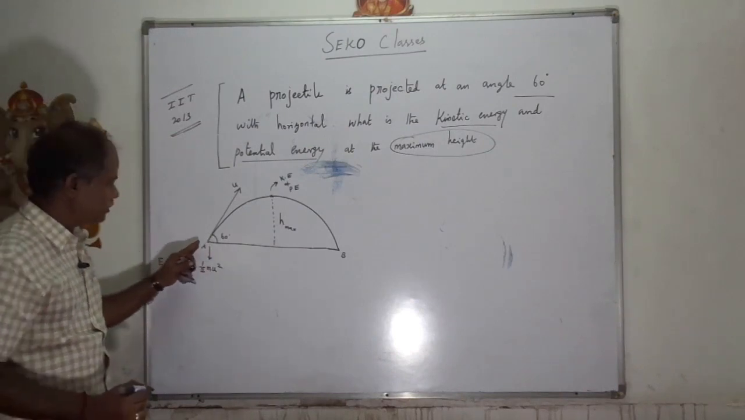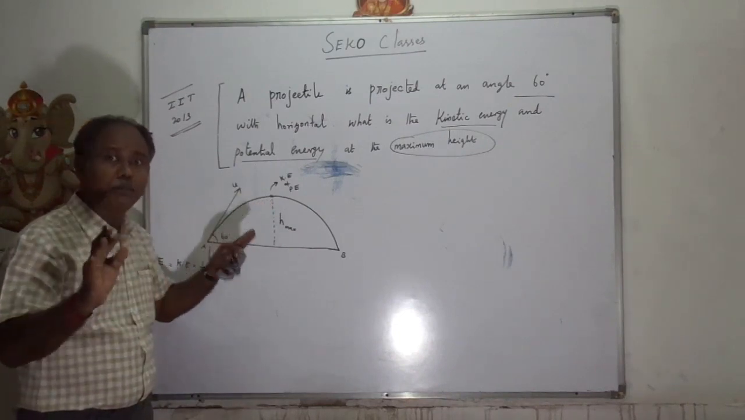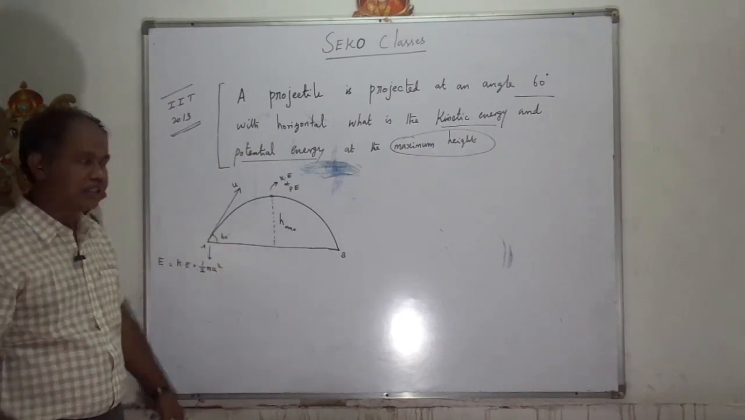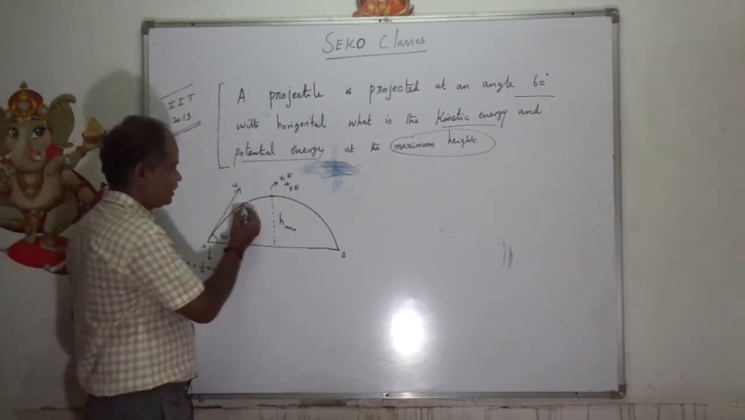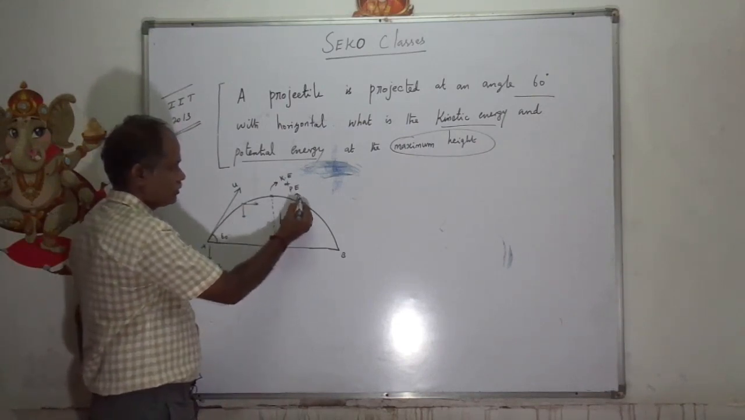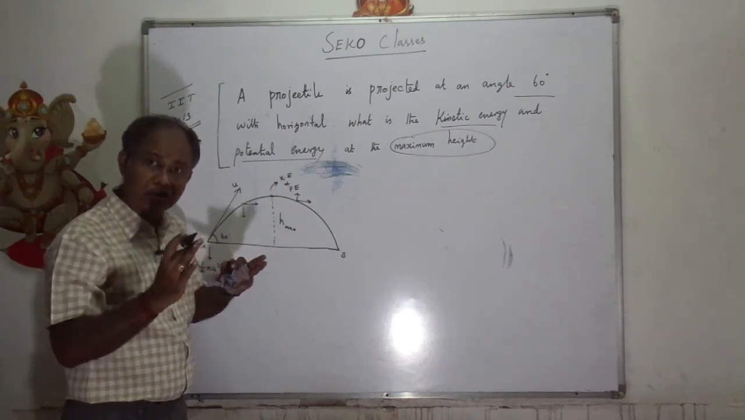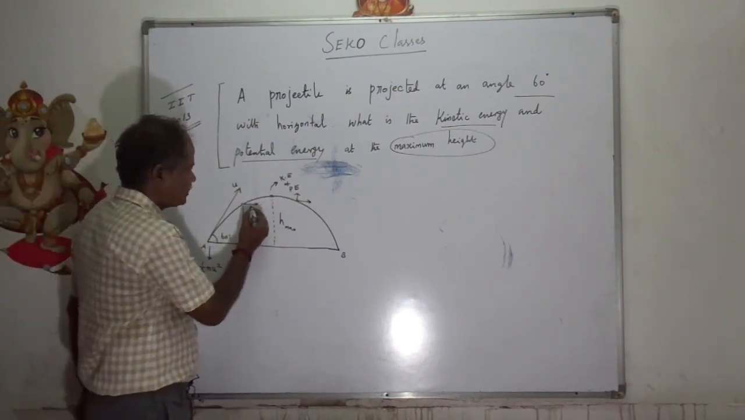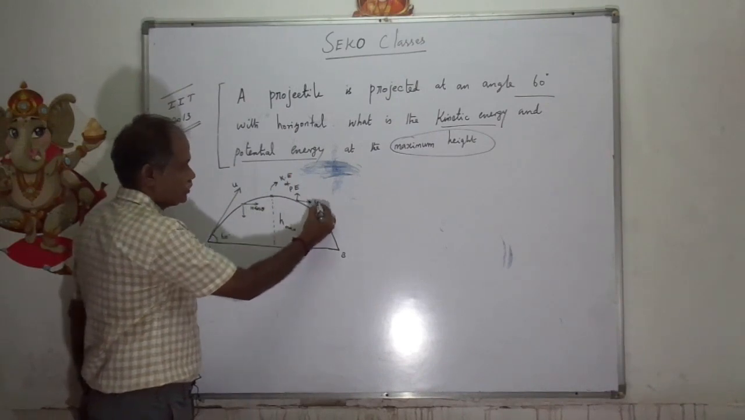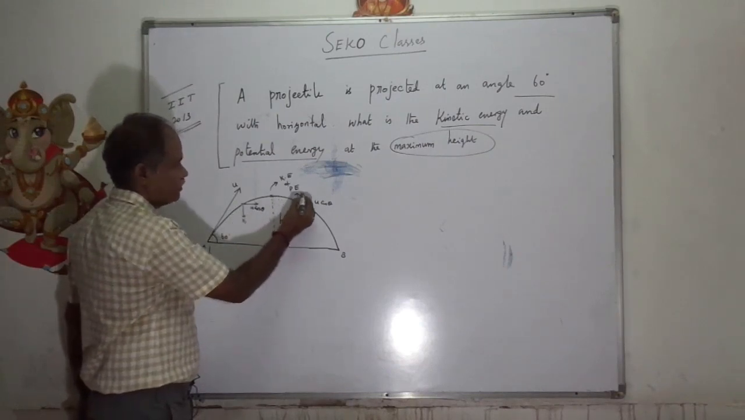Then, if that projectile moves along this path, we can resolve the velocity into two components: one is the horizontal component and another is the vertical component. At each and every point, we can resolve the velocity into horizontal as well as vertical components. For example, this is u cos theta, this is u cos theta, and these are v1 and v2.